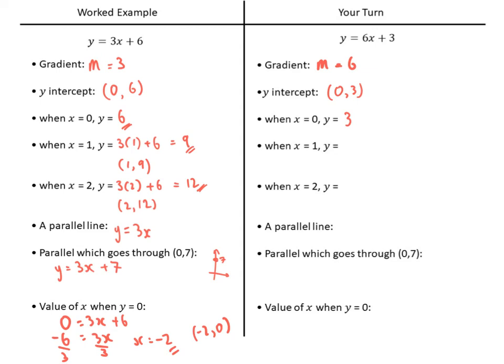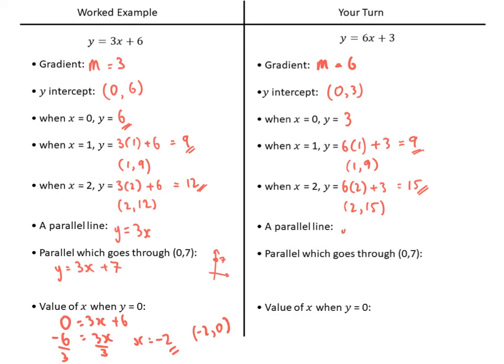When x equals 1, I'll have y equals 6 times 1 plus 3, which will give me 9, which I could, if I wanted to, interpret as the coordinate 1, 9. X is 1, y is 9. When x is 2, y will equal 6 times 2 plus 3, which will be 15. The coordinate 2, 15 will be on my line. My gradient is 6, so as my x is increased by 1, my y is increased by 6.